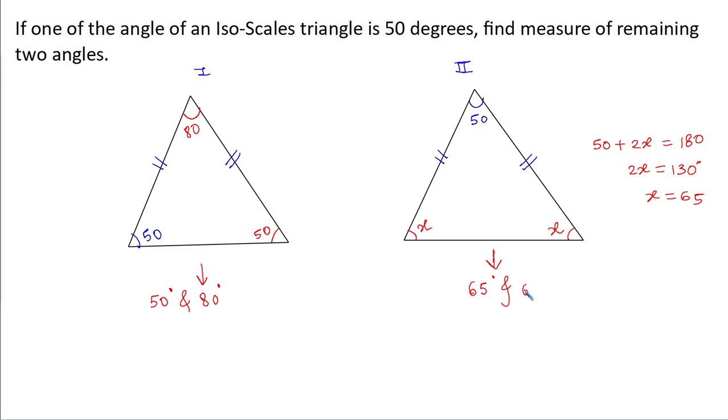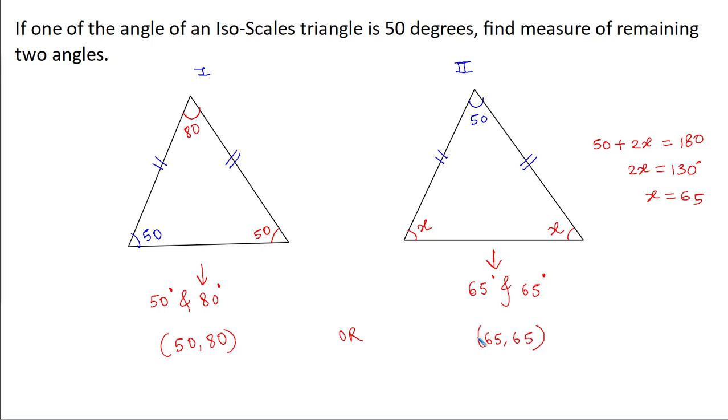Okay everyone, so for this question the answer is cannot be determined because there are two possible answers. First possible answer is 50, 80, and the second possible answer is 65, 65. So both answers are valid. Okay everyone, so the final answer is cannot be determined. It can be 50, 80, it can be 65, 65.